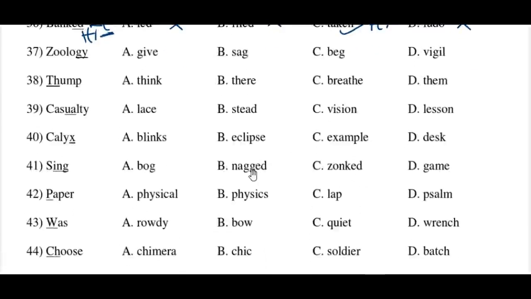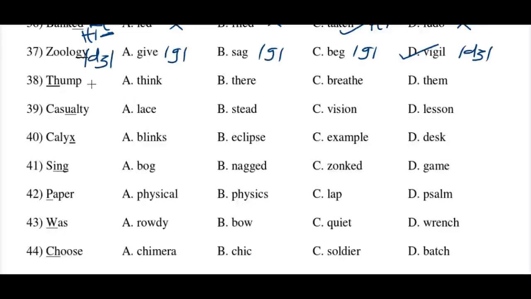37, we have zoology. The underlined sound is j. So option A, we have give, g. Option B, sag, g. Option C, beg, g. And option D, vigil, j. And that makes option D the correct answer.